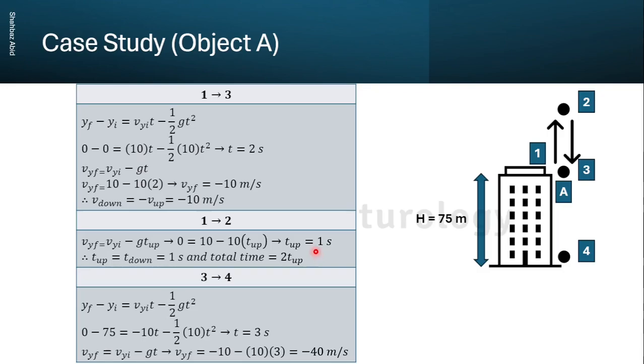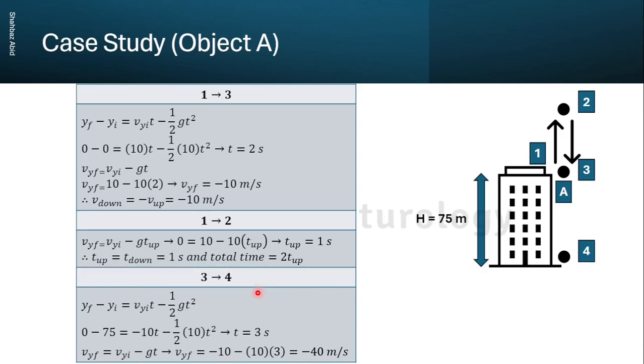And now since the total time was 2 seconds from 1 all the way to 3, and the time it took from 1 to 2 is 1 second, which means the time up is equal to time down, and both of them are equal to 1 second each, and the total time is equal to 2 times t up. Since the object has actually started from the starting point and it has come back to the starting point, that's why the time it took to move up and the time it took to move down are equal to each other.